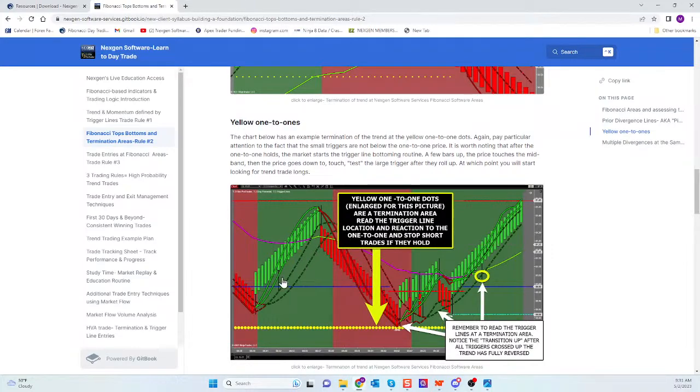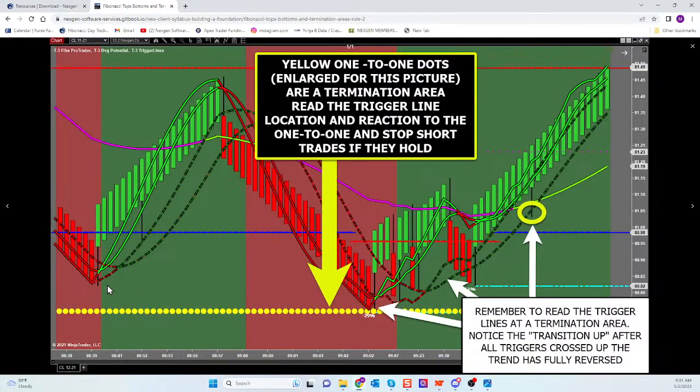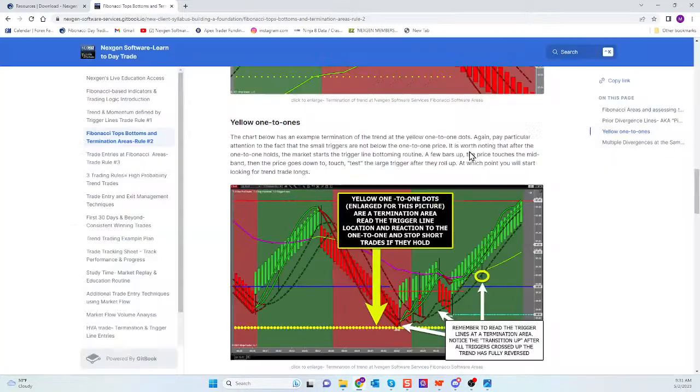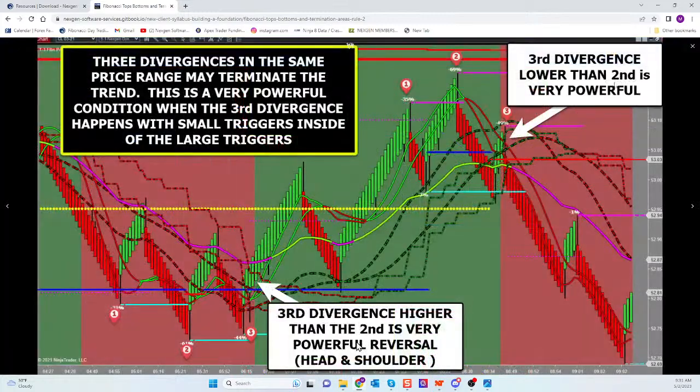Sometimes the market doesn't reach an area. It may break through every fib. Both triggers are below. Hey, good morning, Gary. Or you may even have odds favorable momentum with everything pushing up. Guys, this final termination condition is going to be a way to recognize when that market may reverse. And you're going to use this one on a 5-1. And this is the only termination condition that I'm looking for on a 5-1. And it's 3 divergences in the same price range may terminate the trend. 3 losses of momentum in the same price range may terminate the trend.